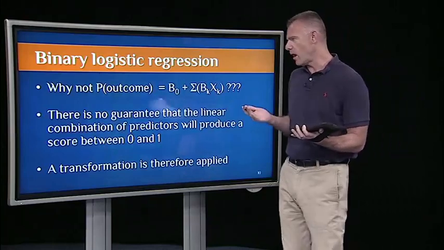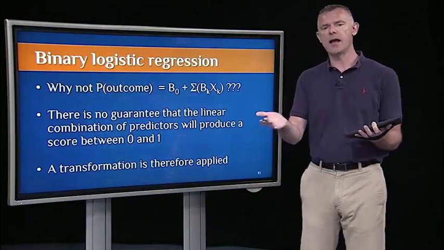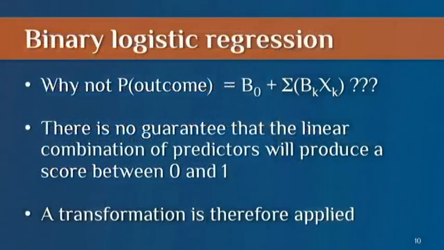You might just think, well, why not just calculate the probability of the outcome as a function of all our predictors? Well, there's no guarantee that the linear combination of the predictors will come up with a score that falls between 0 and 1. That's why we need that transformation.